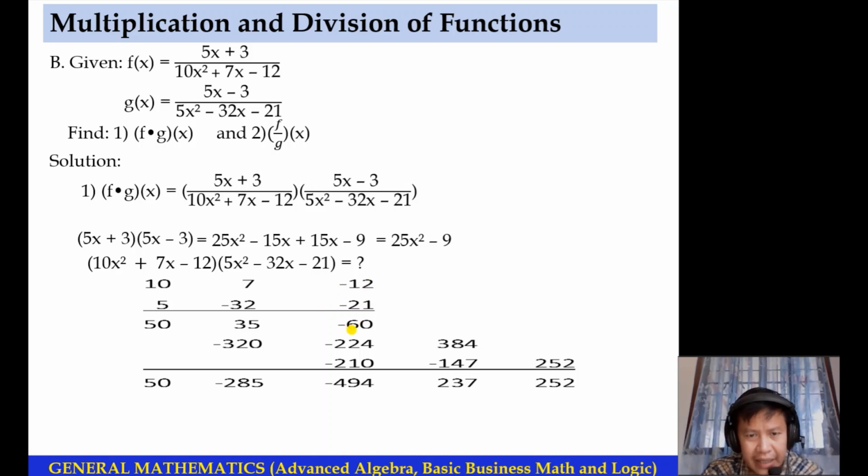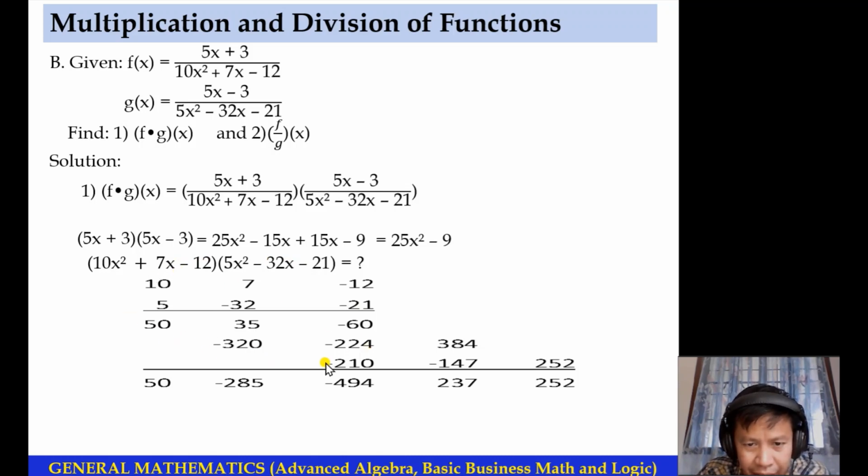Did you understand? Then after that, here, negative 32 times 10 is negative 320. Negative 32 times 7, I am going to validate. Times 7 is negative 224. This is it. Did you understand? Negative 32 times negative 12 is positive already. 32 times 12 is 384. This is it. After that, multiply negative 21 against the three terms here, three integers here.